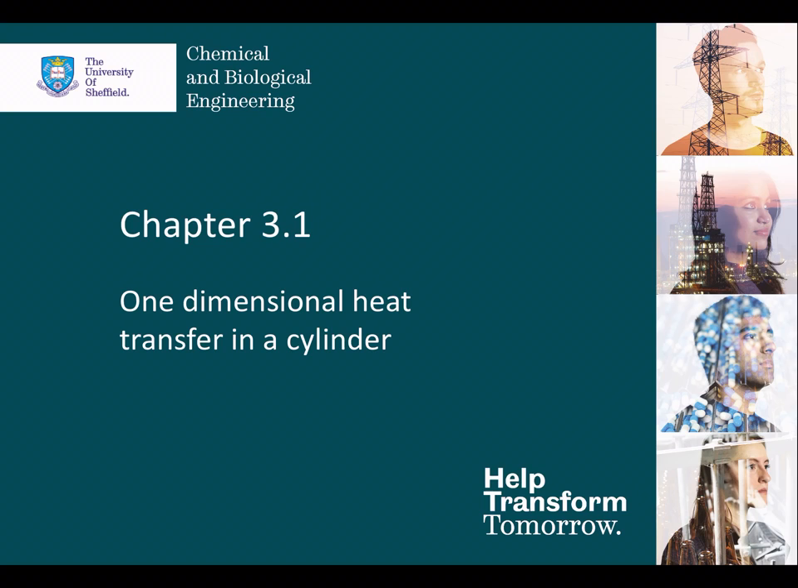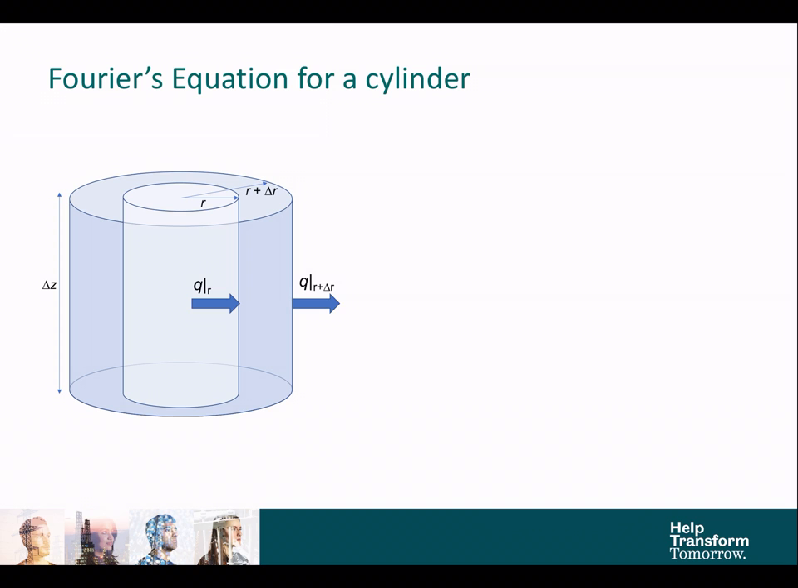Okay, chapter 3.1 is going to explore one-dimensional heat transfer in a cylinder. And cylinders are quite relevant in chemical engineering for the basic geometry of a pipe, but also a lot of our reactors like distillation columns or just a batch reactor, they have a shell that's roughly cylindrical. And so this is a useful geometry for calculating heat transfer.